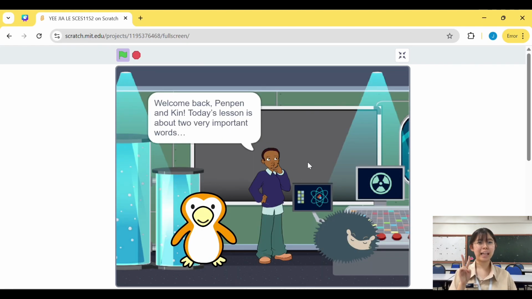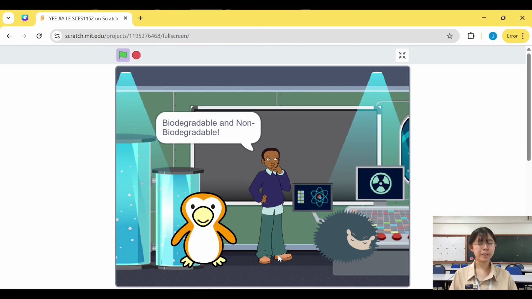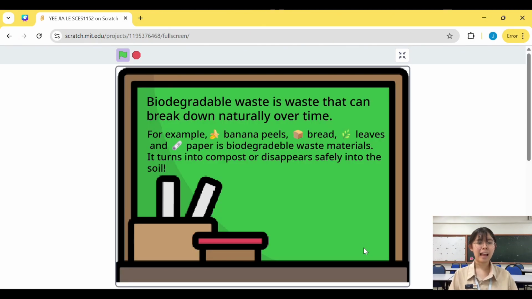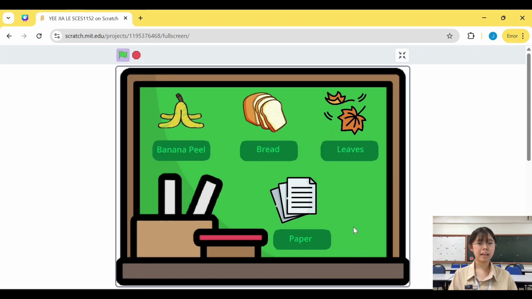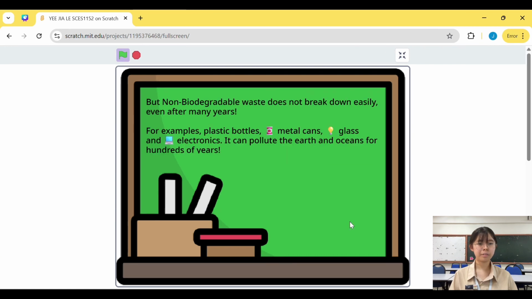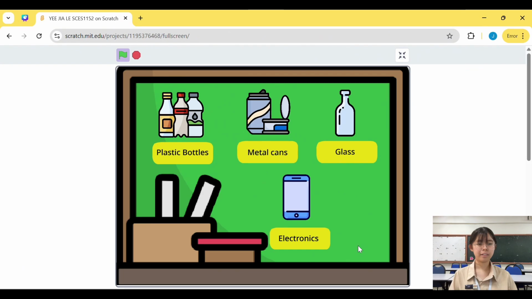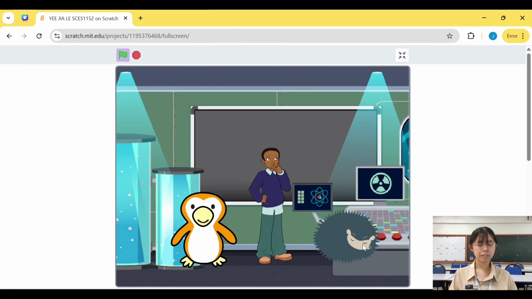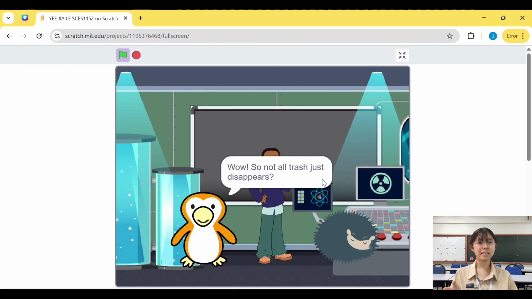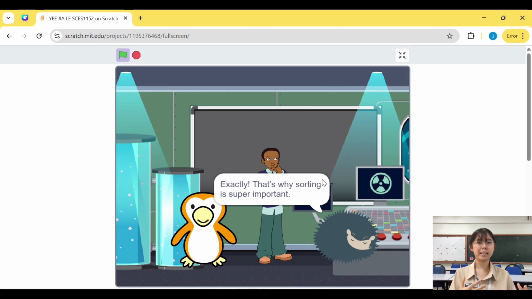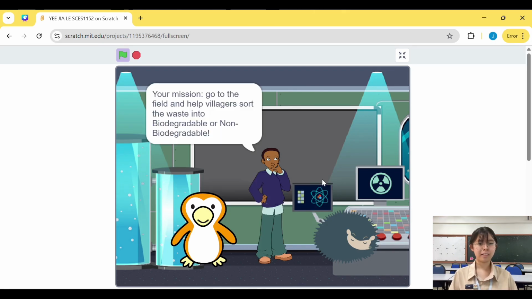So this is storyline 2. This human is named Professor Green, this penguin is Pan, and another animal is named Kin. The button is clickable, and we can see the example. This is the information about the topic. And after storyline 2, games will also appear. This will let students feel more interested.